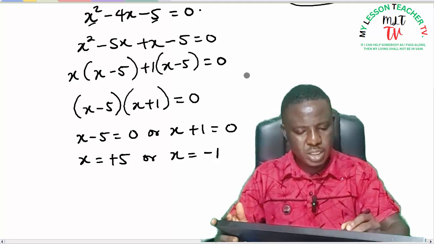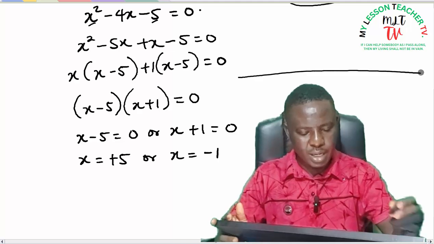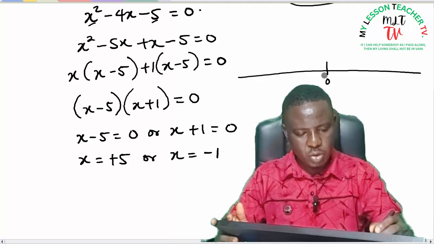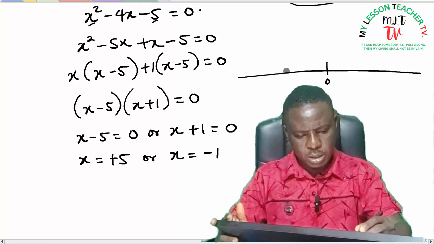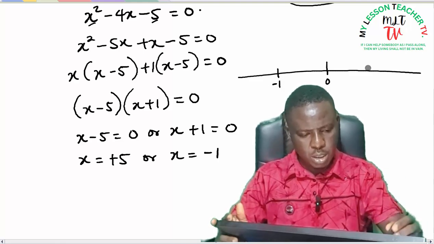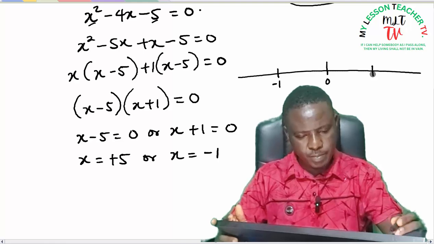So we are asked to, using number line, so this is our number line, let's call this our 0 mark, and this is point minus 1, and this is point positive 5.